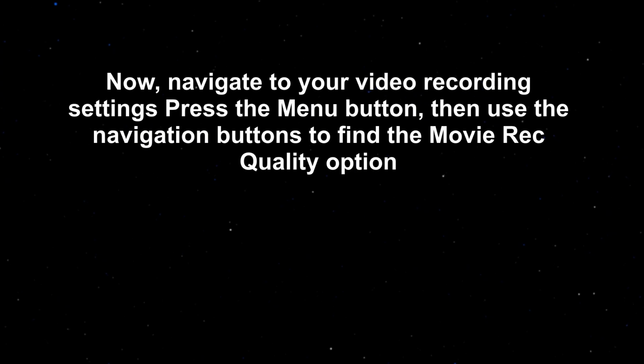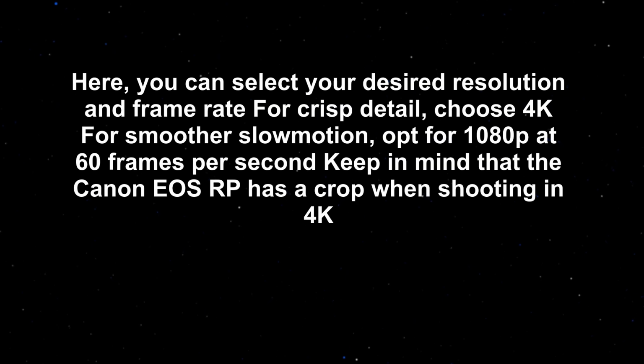Now, navigate to your video recording settings. Press the menu button, then use the navigation buttons to find the movie rec quality option. Here, you can select your desired resolution and frame rate for crisp detail. Choose 4K for smoother slow motion. Opt for 1080p 60 frames per second. Keep in mind that the Canon EOS RP has a crop when shooting in 4K.